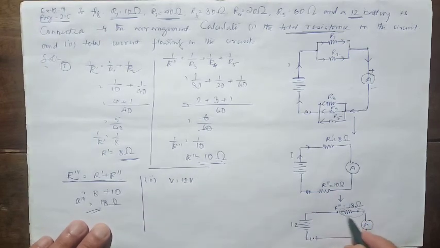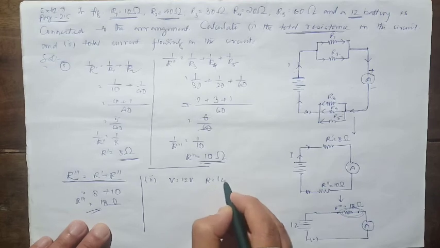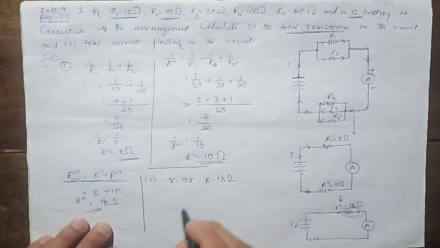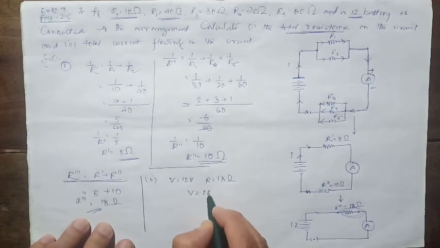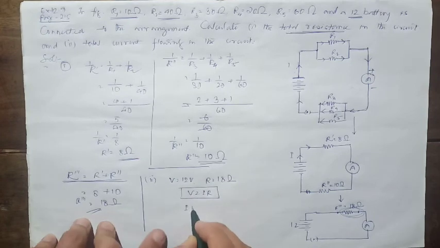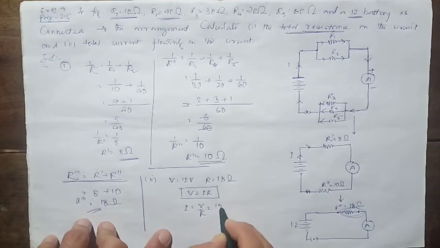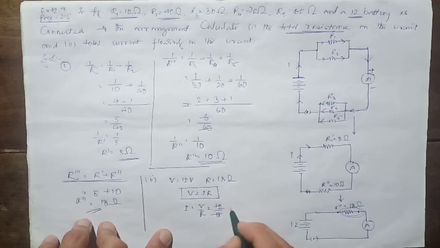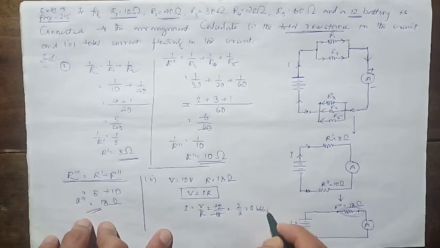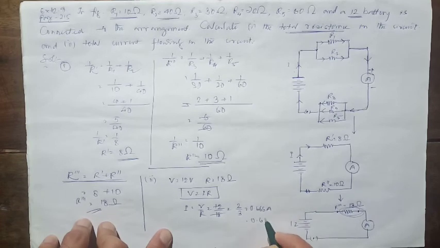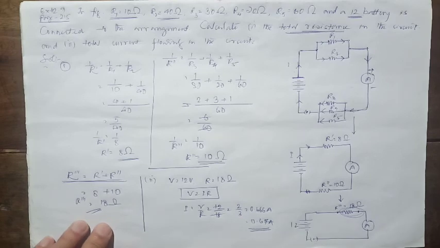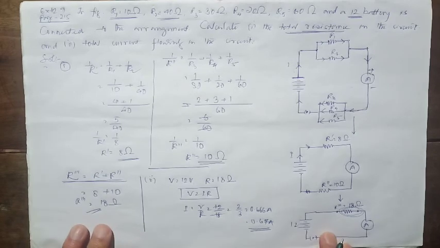The net resistance R equals 18 ohms. So now I want to find out the current. Using Ohm's law, V is equal to IR. So I is equal to V by R. V is 12 and R is 18. So simplify this, and you get 0.666 ampere, or we can write 0.67 ampere. So this is the total current in the circuit.